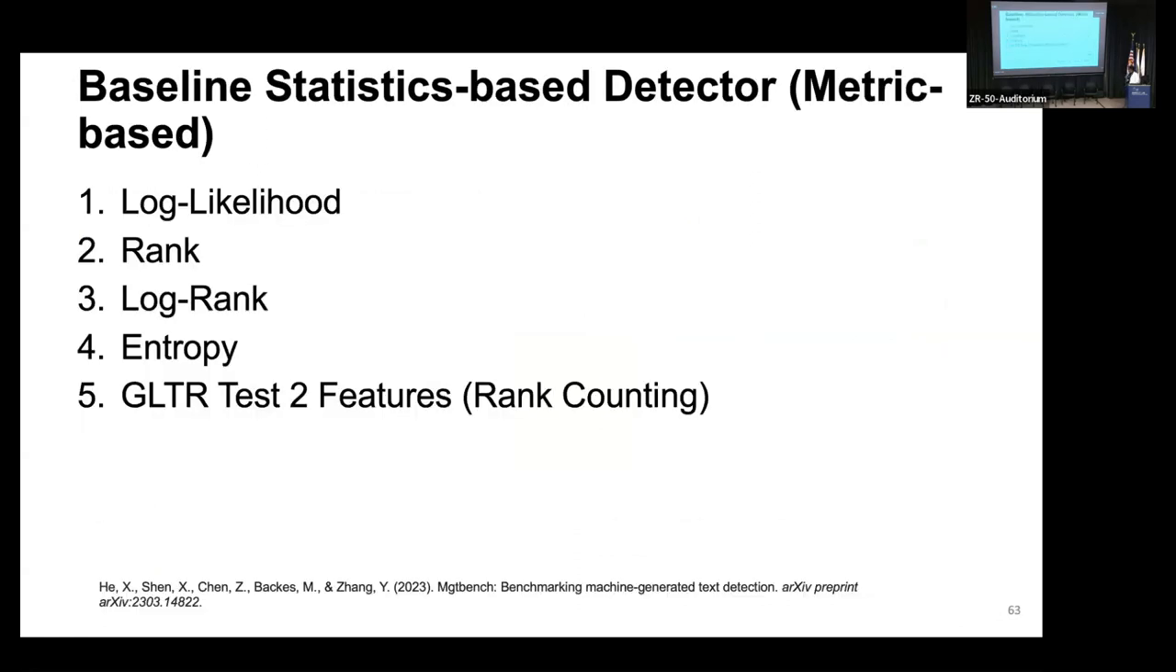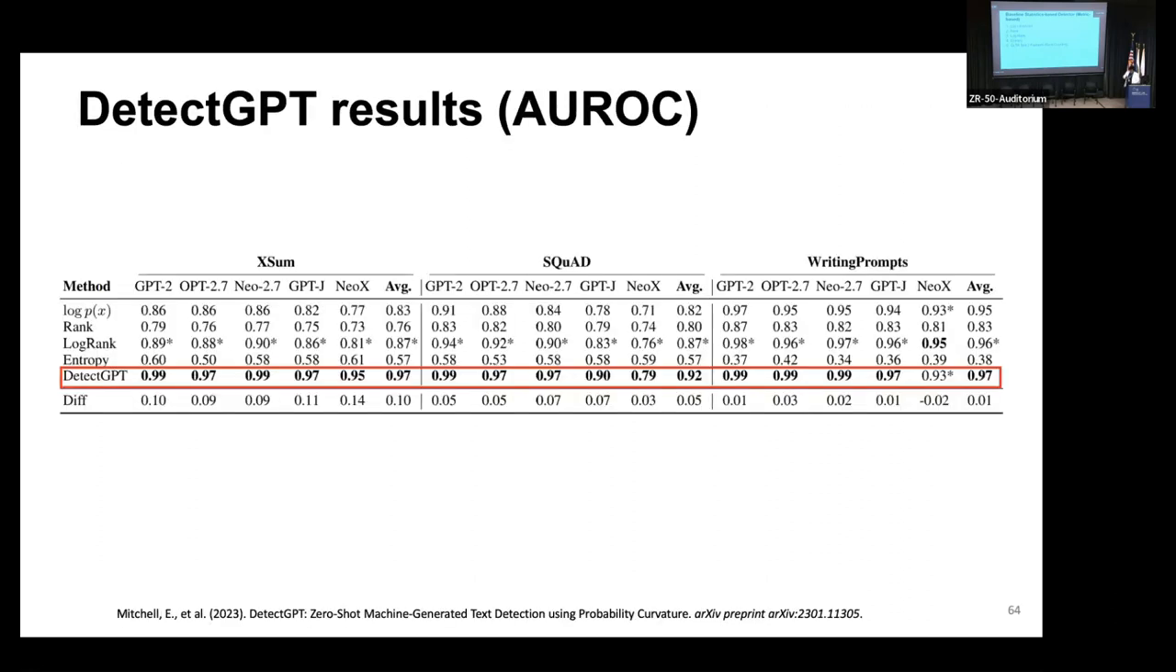And then they have different statistics-based detector baseline models now. The log likelihood, which is just calculating the log probability, the rank, which is calculating the average rank of the words based on the English dictionary, and then the log rank, then the entropy, which is calculating the information, and one of the GLTR-based techniques. And so we find that DetectGPT actually outperforms all these models by quite a margin.